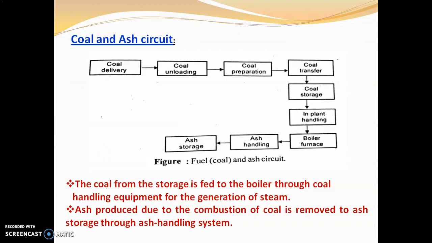The first one is the coal and ash circuit. Initially, the coal arrives at the storage yard, and from the storage, the coal is fed to the boiler through coal handling equipment for the generation of steam. Ash resulting from the combustion of coal collects at the back of the boiler and is removed to the ash storage yard through ash handling equipment. This is the main function of the coal and ash circuit.